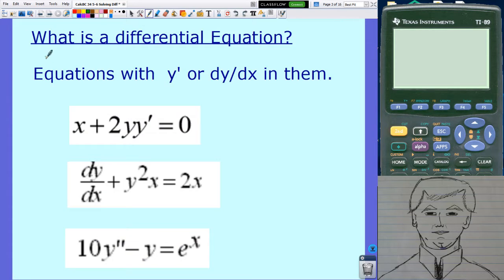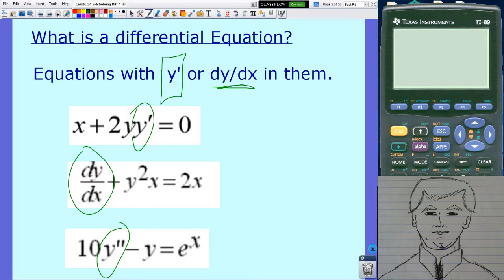Let's begin. So what is a differential equation? Well, these are equations where you have a y prime or a dy/dx in there. So here are some examples. I've got a y prime right here, dy/dx here, or even a y double prime. Those are all differential equations.